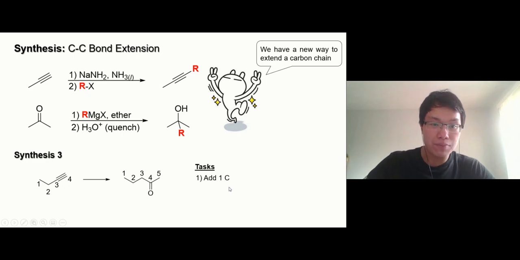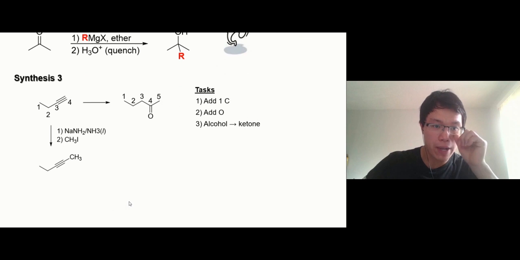Task: add a carbon, and then add oxygen. So there are two tasks that you have to do. Oh, alcohol to ketone, of course. You have to convert that too. Let's see the first step. We're going to add the carbon real quick: deprotonation by sodium amide and then nucleophilic attack onto methyl iodide. So you should get this compound.